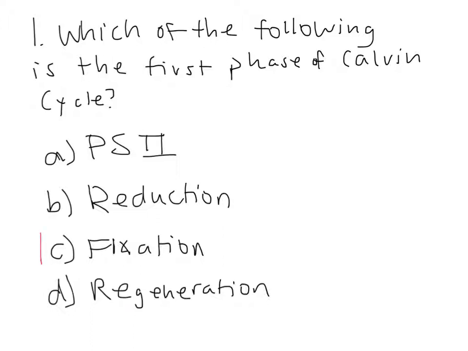If you said the answer was fixation, then you're absolutely correct. Let's go through each of the other options. Photosystem 2 is obviously not an option because it's part of the light reactions, not the Calvin cycle. Reduction is actually the second phase of the Calvin cycle because it comes after fixation. After the carbon is fixed, the reduction is the adding of electrons to the resultant product. And the regeneration is actually the last step for reproducing the ribulose bisphosphate, which accepts the carbon dioxide at the beginning of the fixation phase.